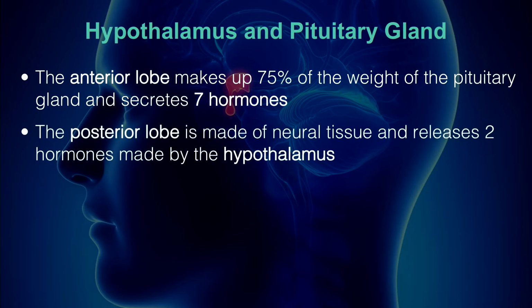It accounts for about 3/4 of the weight of the pituitary gland, and the rest is made up by the posterior lobe. 2 hormones are stored here and released, but they're not synthesized. And I'll show you the major players. We'll look at a few examples of how these hormones work, but it won't be an exhaustive list.